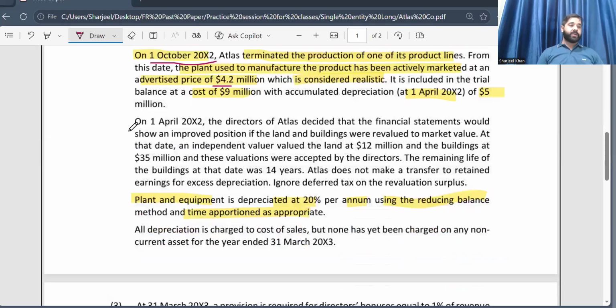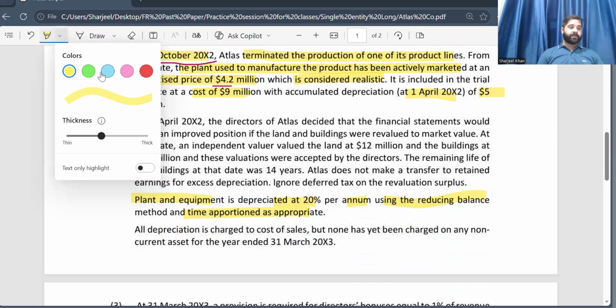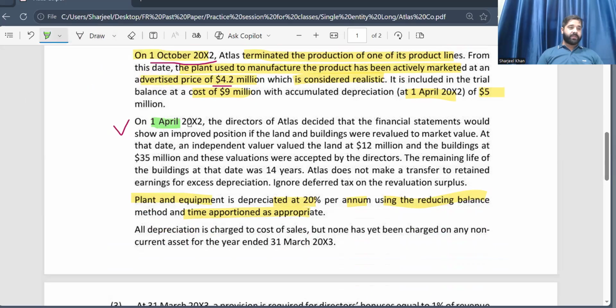Now let's move towards another paragraph. On 1st April 20x2, which is the start of the year, the director of Atlas decided that the financial statement would show an improved position if the land and building were revalued to market value. At that date, an independent valuer valued the land at 12 million and the building at 35 million, and these valuations were accepted by the directors.